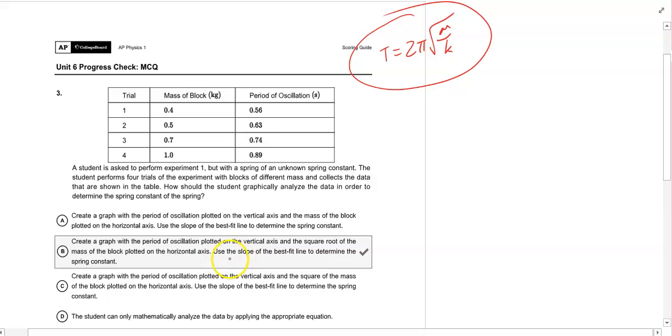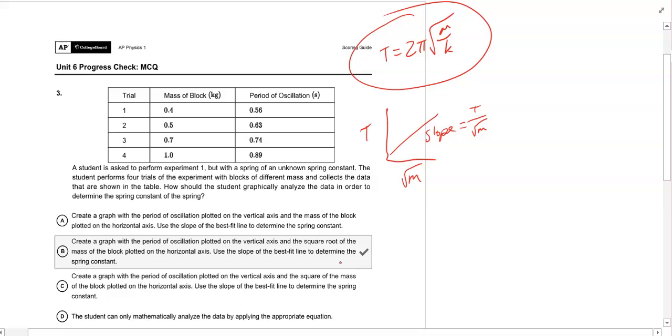B, graph period on the vertical axis and the square root of mass on the horizontal. That sounds like something that might work. So period and square root of mass. Okay, so we'll have some line here where the slope is going to be period over square root of mass. So anyway, use the slope to determine the spring constant.